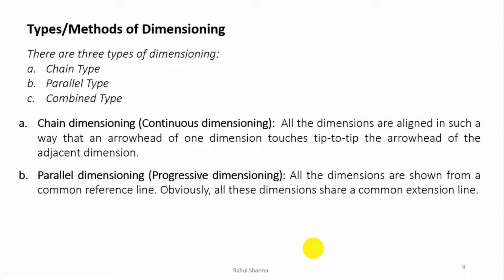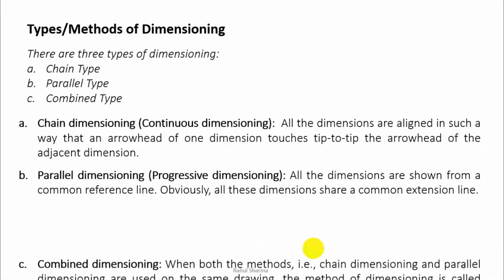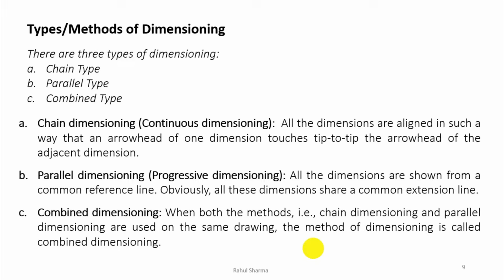Next is the parallel type of dimensioning, which means the dimension lines are placed parallel to each other and have one common extension line at one end. Now the third type is combined dimensioning. In this we mix both. We are doing dimensioning using chain as well as parallel in the same diagram. From these three types you are free to choose any dimension method.